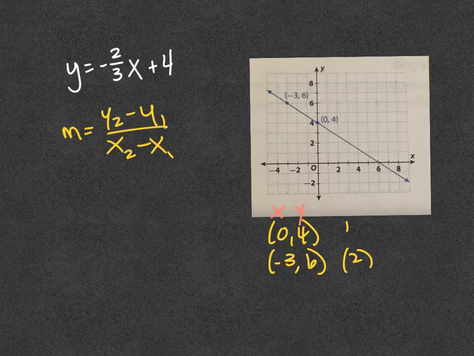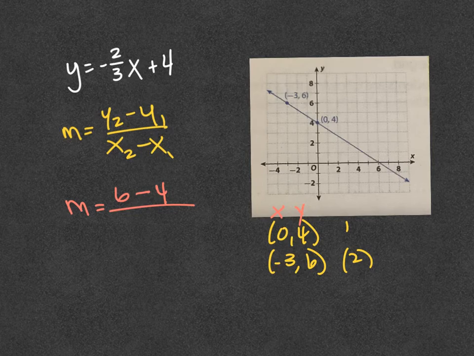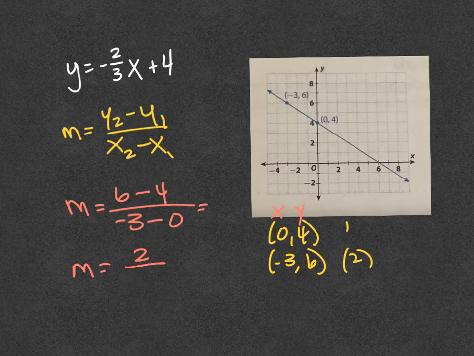So now I'm going to go ahead and plug in those numbers. M equals y2, which is 6 from here, minus y1, which is 4, over x2, which is negative 3, minus x1, which is 0. Now I just do the calculation. 6 minus 4 is 2. Negative 3 minus none is still negative 3.